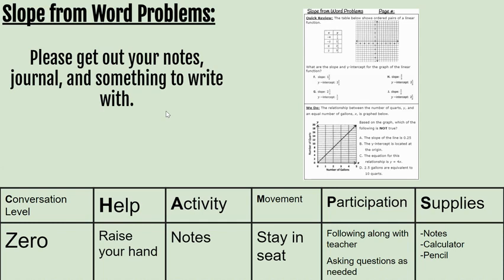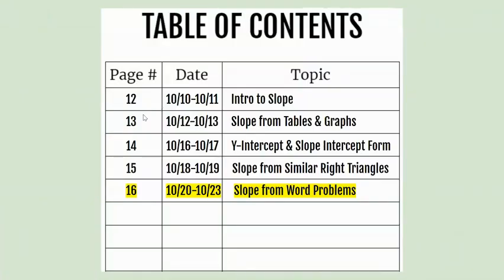We had some issues with the printer, so I'll leave the paper copy in Schoology for you to refer to, if that helps. But I'll be going through it. Watch the video. I'll just post the slides so that you will have them. All right, table of contents is here. Slope from word problems.